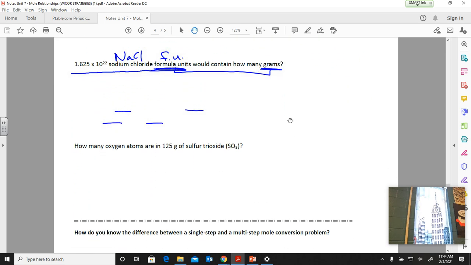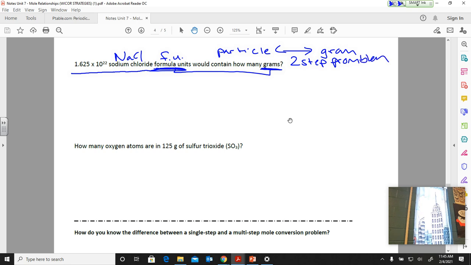If moles is not a part of the question, like this one here, where I'm going from formula units, which is a particle, to grams, then mole is not even mentioned, but you know we're going to have to get to a mole at some point. That means it's a 2-step problem. So when I'm going from particle to gram or vice versa, and mole is not mentioned, then it is a 2-step problem. So I'm going to go ahead and set it up knowing it is a 2-step problem.